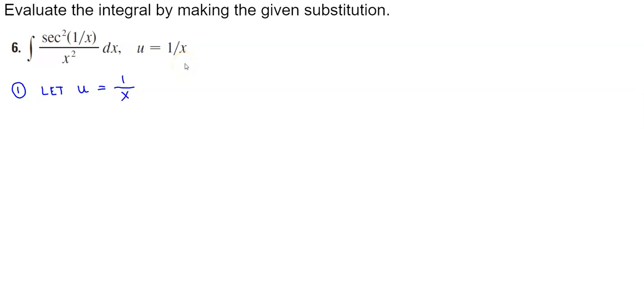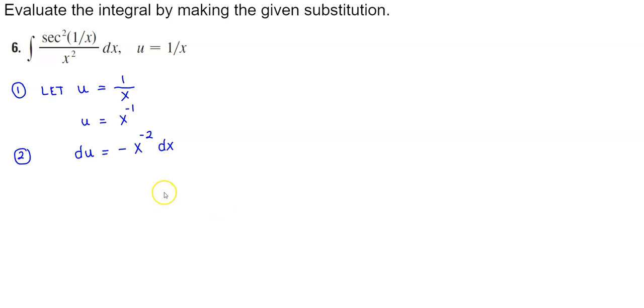Okay, so what we want to be able to do is take the derivative of both sides. In order to do that, let's rewrite this so that it has a base of x and a negative exponent. So this is the same thing as saying u equals x to the negative 1 power. Now we're going to take the derivative of both sides. The derivative of the left side is du. The derivative of the right side is negative x to the negative 2 dx.